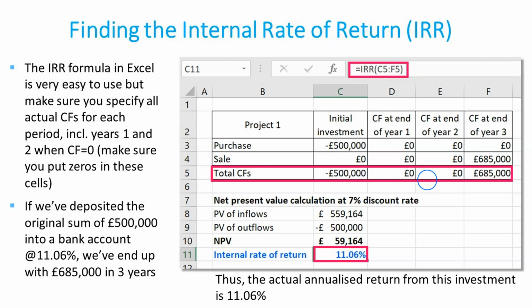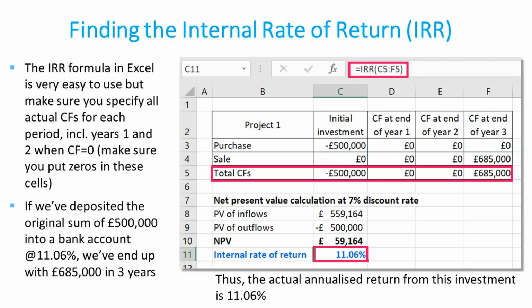Interestingly enough, if we deposited £500,000 at this interest rate of 11%, we would end up with the same sum, £685,000, in 3 years. So our cash flow at the end of year 3 is 685, and this is what we've got after we've invested 500,000.